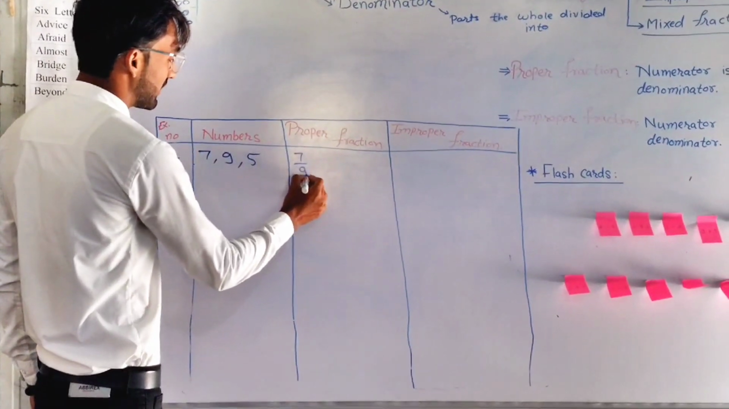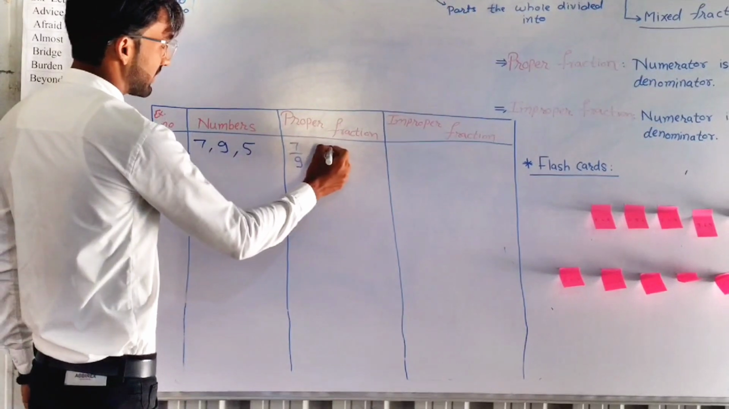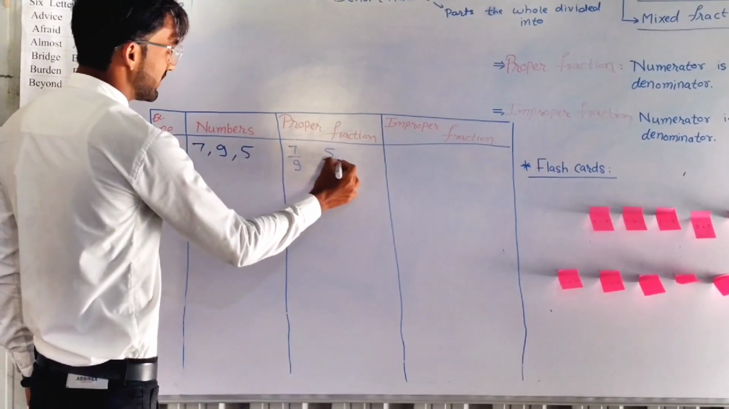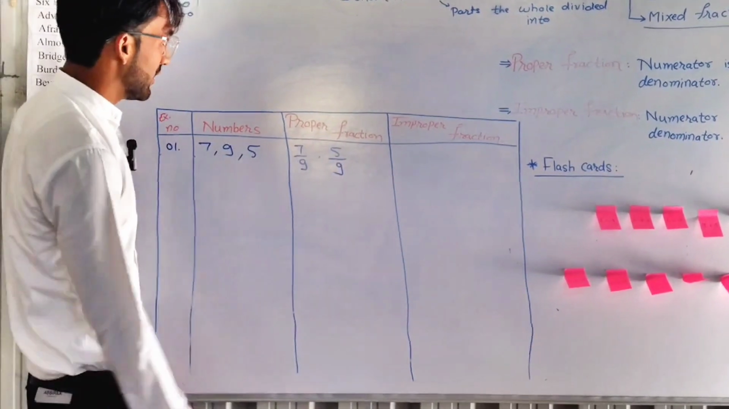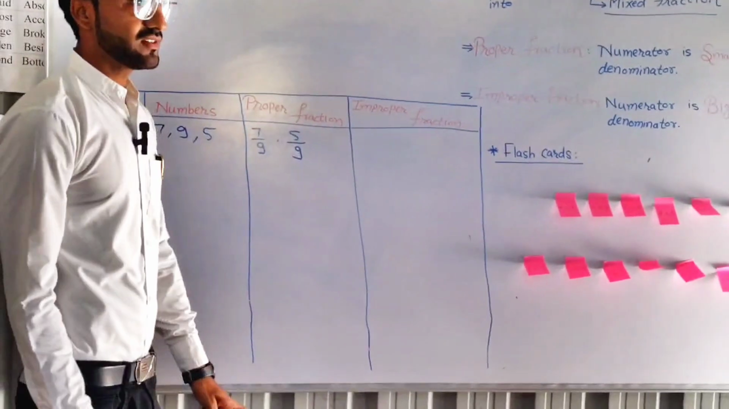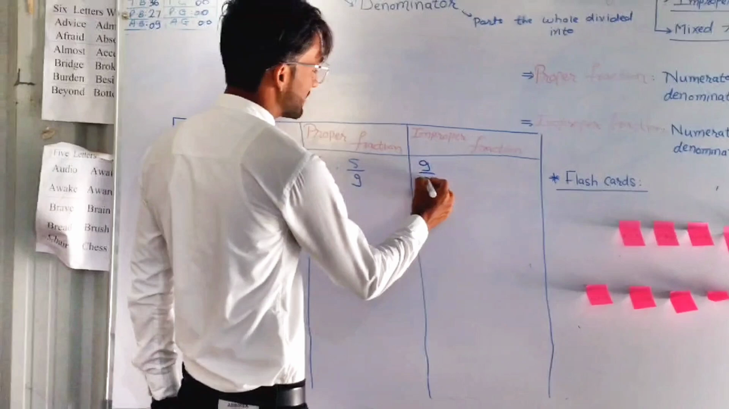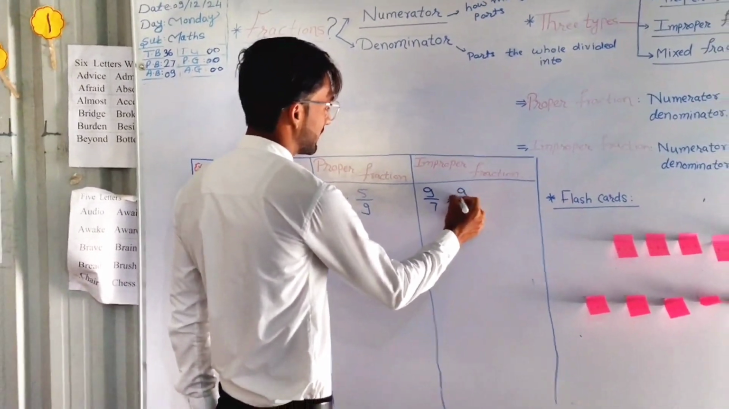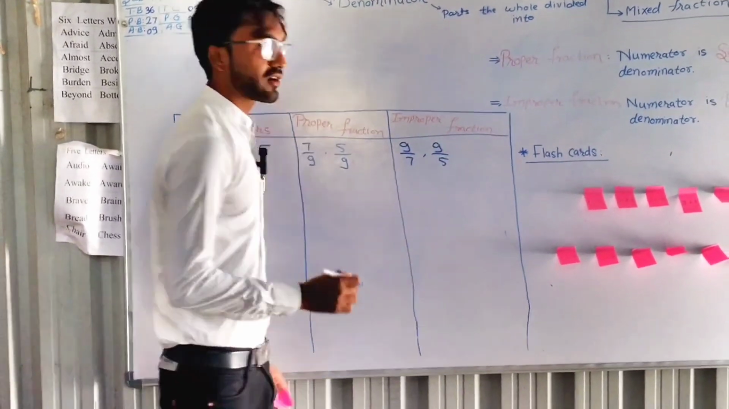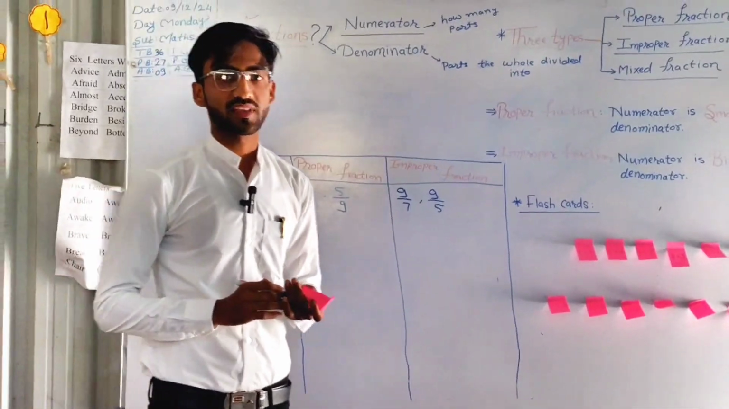So 7 upon 9 comma 5 upon 9. Very good. Now I will make the improper fractions. I will write the improper fractions: 9 upon 7 comma 9 upon 5. Got it? Yes. Okay, thank you.